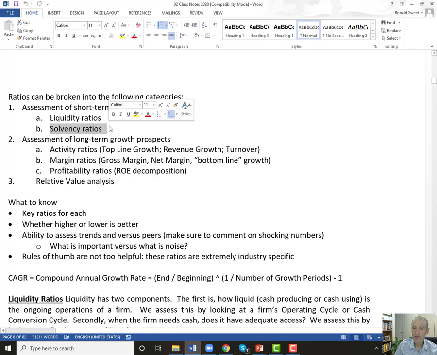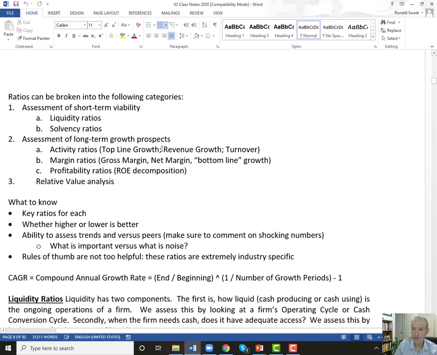Solvency is, do you have too much debt? All right, so we'll get into those two. Once you figure out, hey, this firm is going to survive, then you start looking to the long term and start looking at growth. Is this firm going to grow?